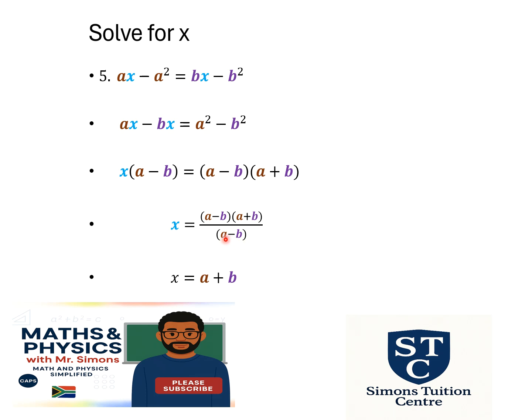So I divide by a minus b. This bracket and that is the same. There's no plus or minus signs between the brackets, so I can cancel a minus b with a minus b, and I'm left with x equals a plus b.